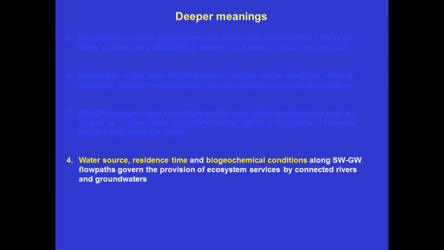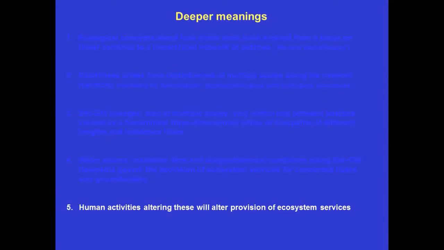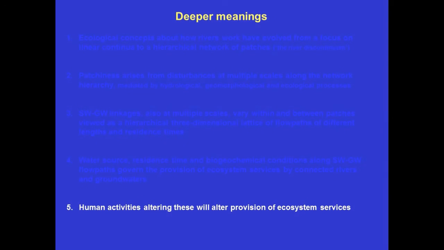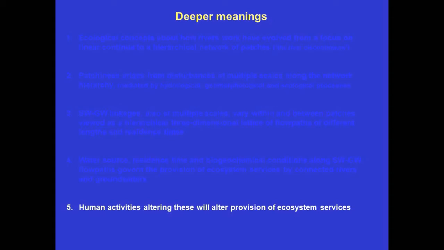And that the water source, the residence time, and the processes that take place along those flow paths all affect what happens to the upwelling cocktail of water that comes either from the ground into the surface or from the surface down into the recipient groundwaters. And finally, that any human activity that affects these flow paths, or the residence time of the water within them, is bound to have an effect upon the provision of ecosystem services by these sorts of systems.